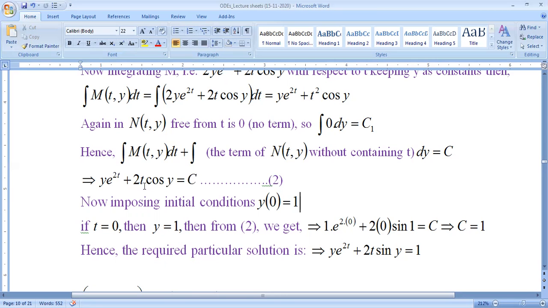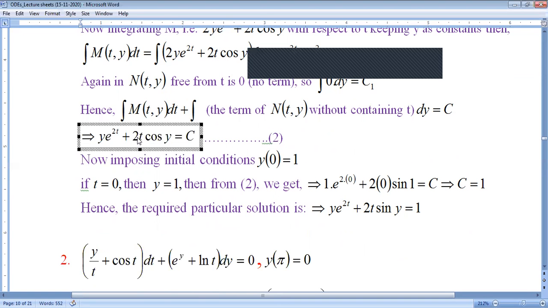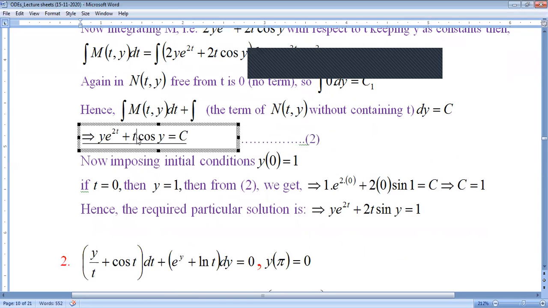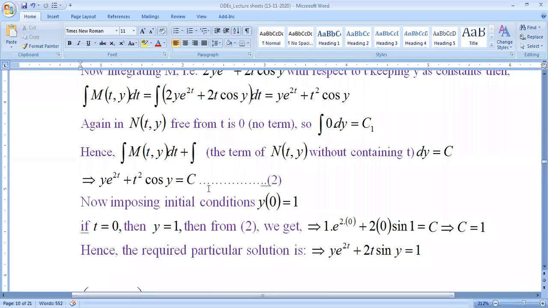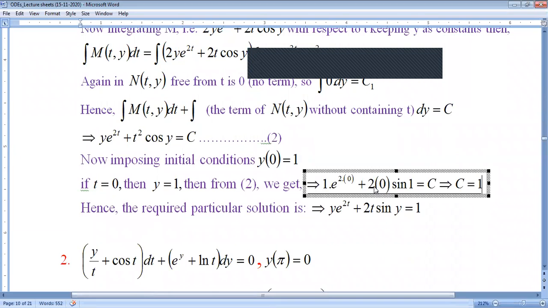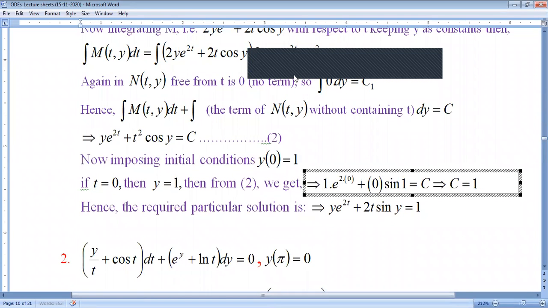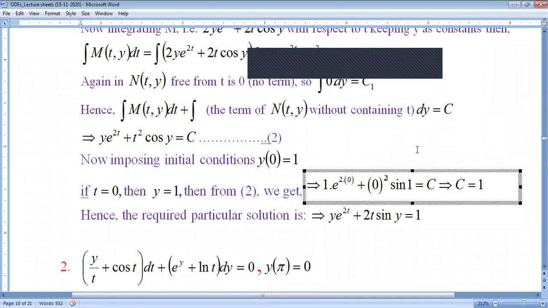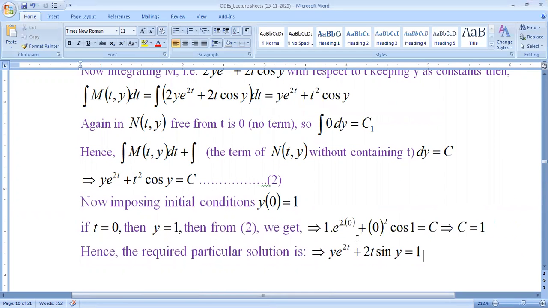1 into e to the power twice 0, 2 into, this will not be 2, this will be t square. Actually, try it at home, and you can do it, and this will be t square. Okay, t square, and this will be cos. So after putting t equals 0 and y equals 1 here, we get c equals 1.